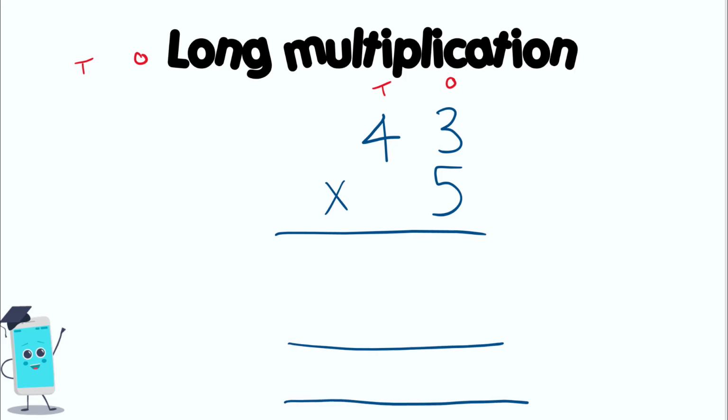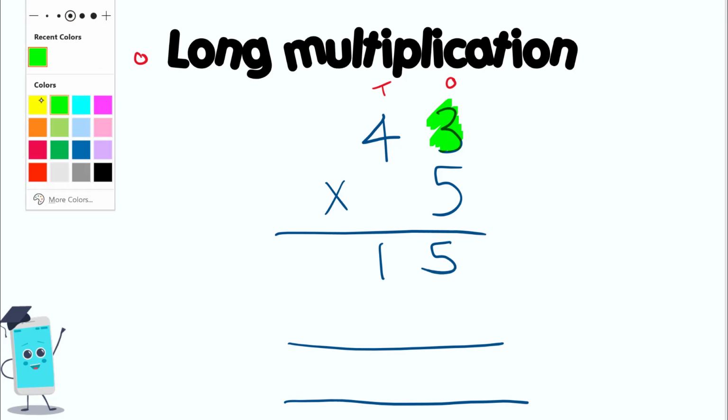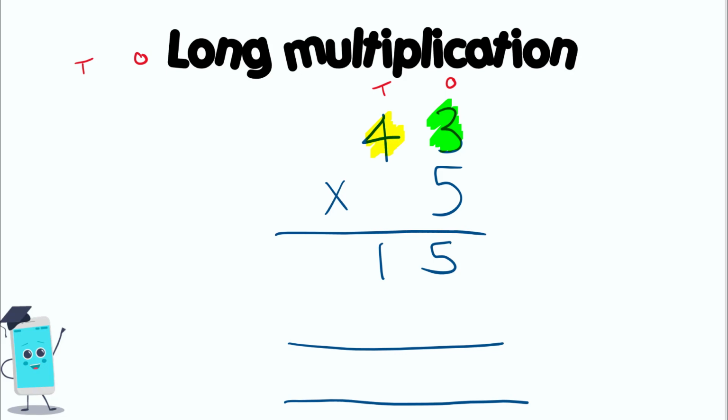So I'm going to think about, I'm going to highlight, so I'm going to do that first. I'm going to do my 3 times 5 first, which is 15. And then I'm going to move on to my 4, remembering that it's 4 tens.